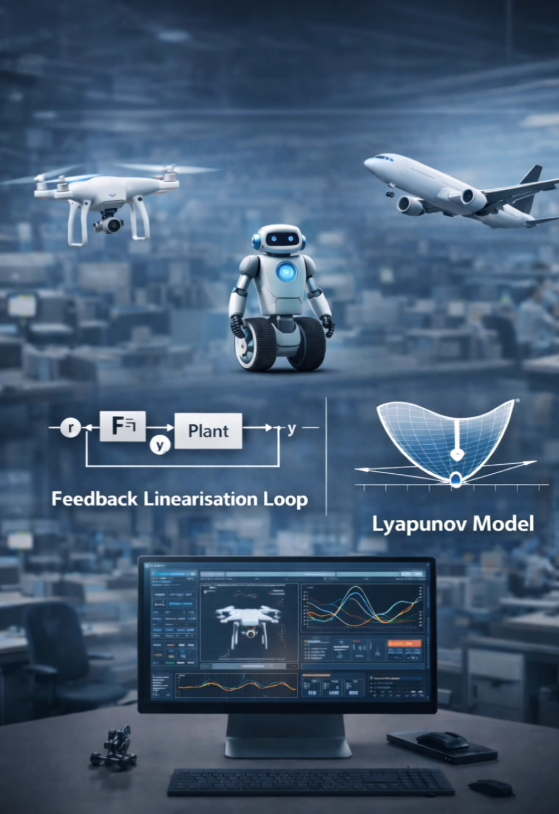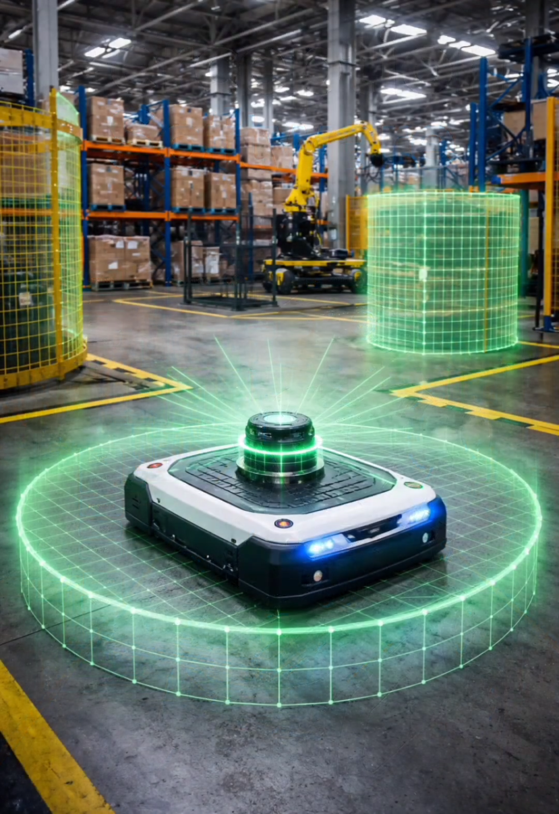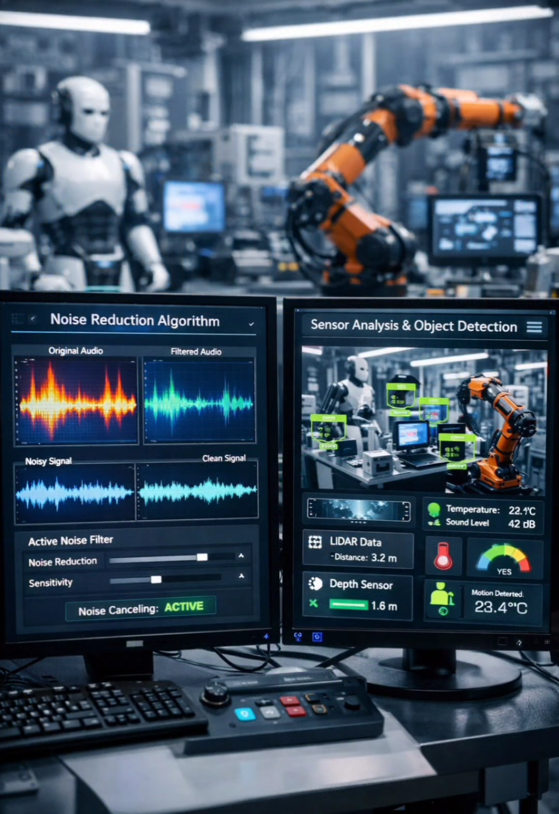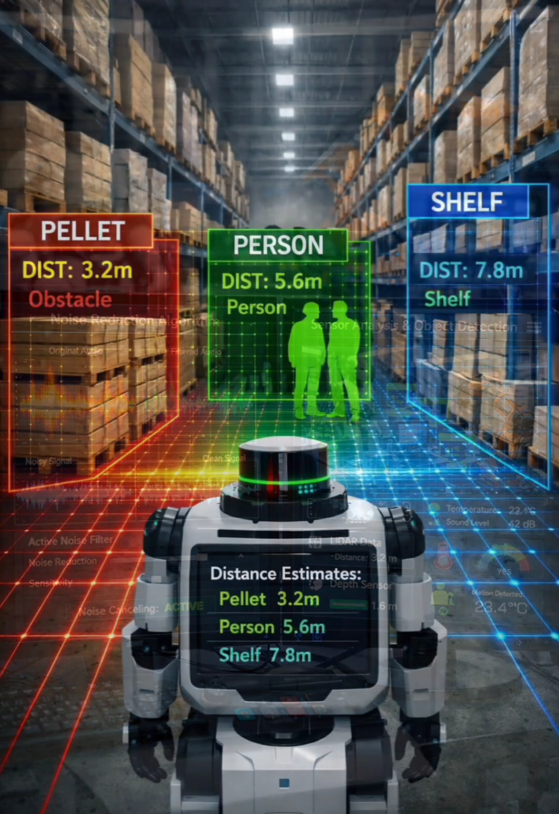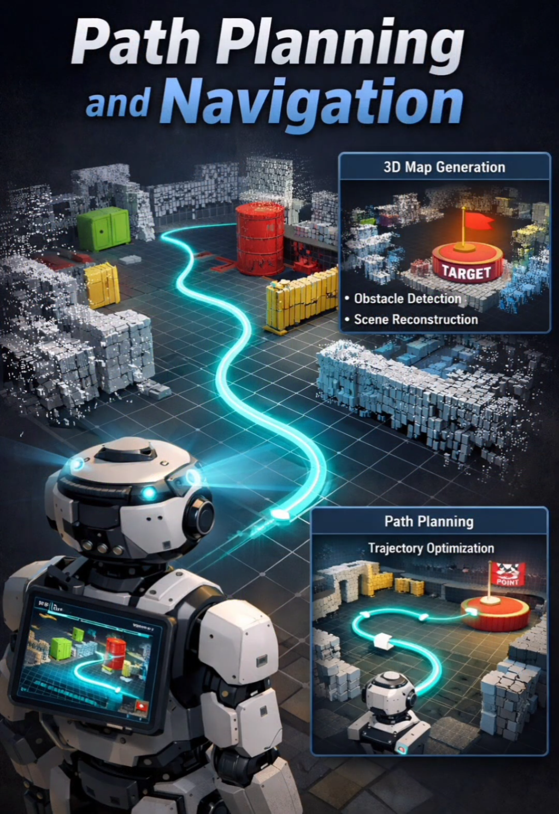Perception software is the part of a robot that turns raw sensor signals into usable information about the world. Sensors like cameras and LiDAR produce pixels and distance readings, but those raw measurements don't directly tell the robot where obstacles are or what objects it is looking at. Perception software synchronizes and calibrates the sensors, filters noise, and then estimates structure such as depth, free space, and obstacle geometry. It can also detect and classify objects, like people, pallets, or tools, estimate their position and orientation, and track them over time.